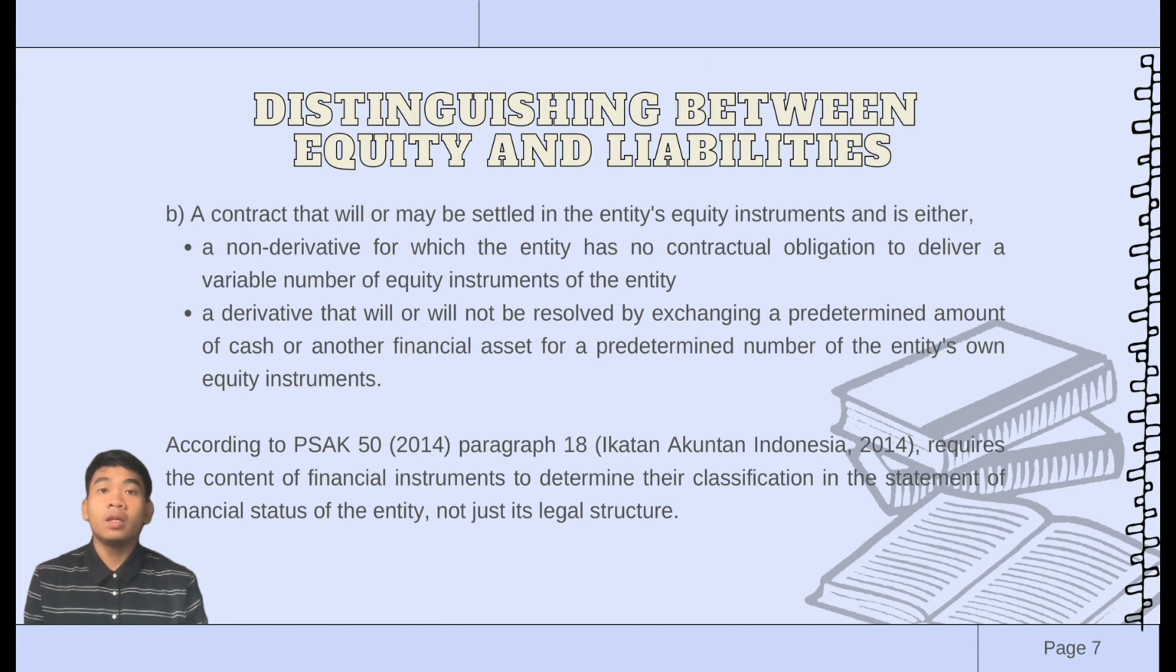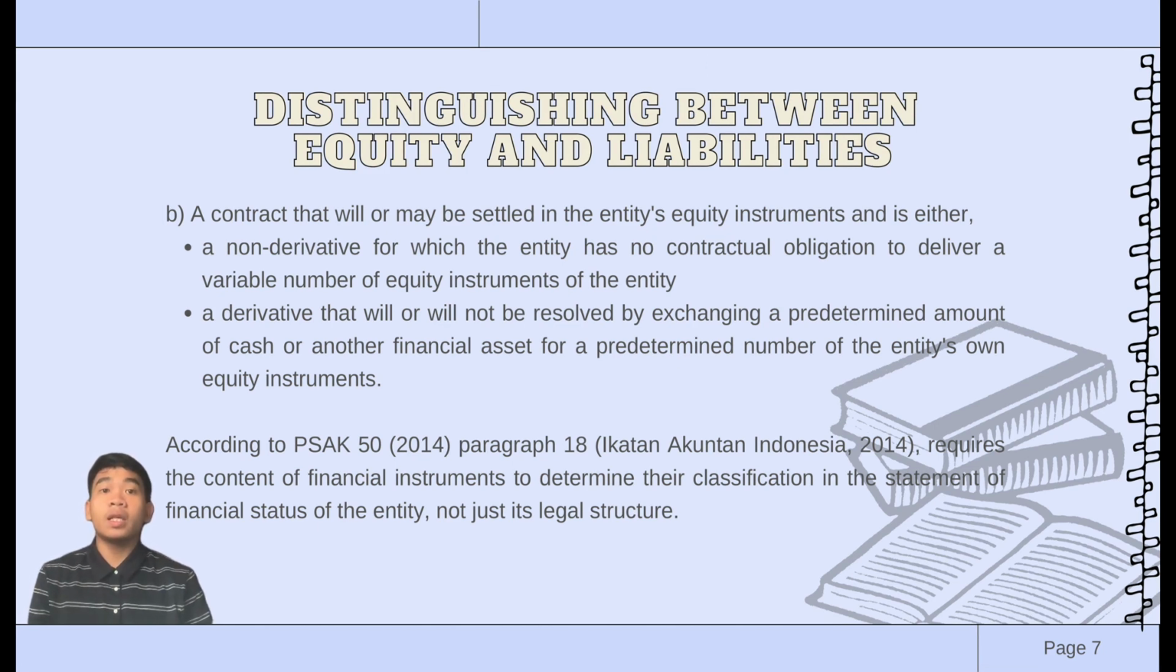Next is B, a contract that will or may be settled in the entity's equity instrument and is either, first, a non-derivative for which the entity has no contractual obligation to deliver a variable number of equity instruments of the entity. Second, a derivative that will or will not be resolved by exchanging a predetermined amount of cash or another financial asset for a predetermined number of the entity's equity instrument.